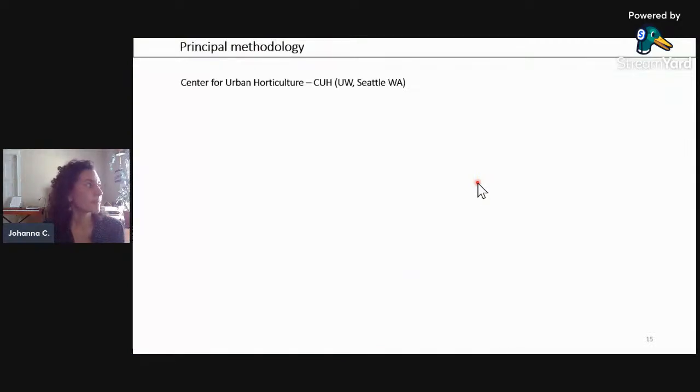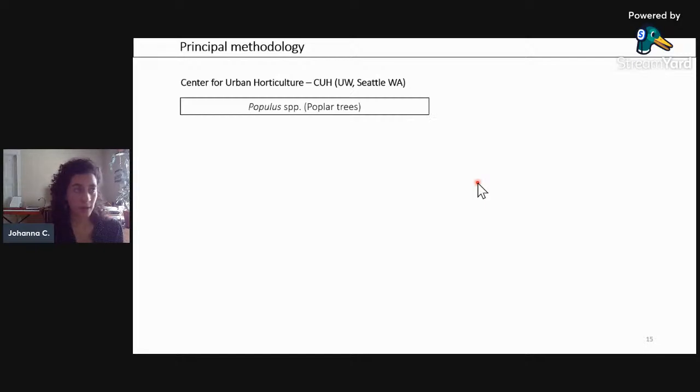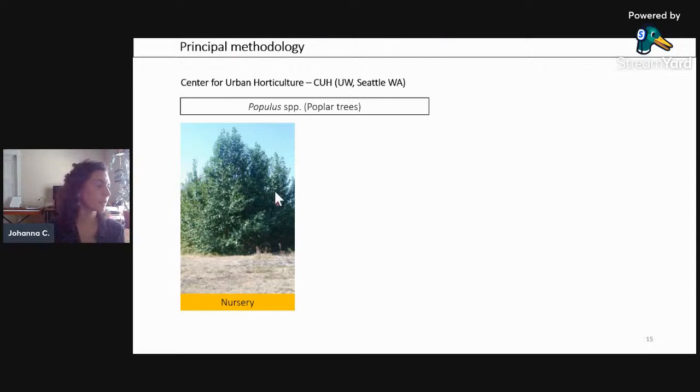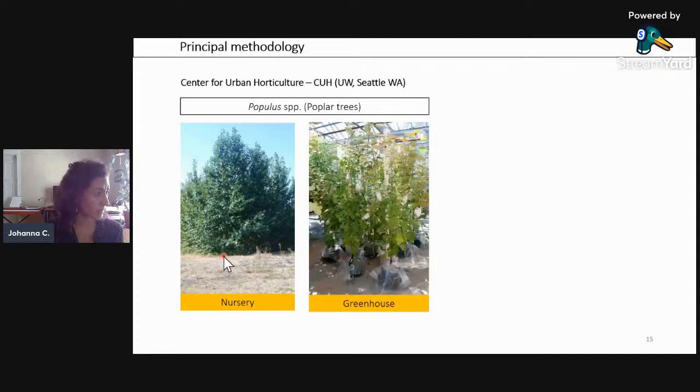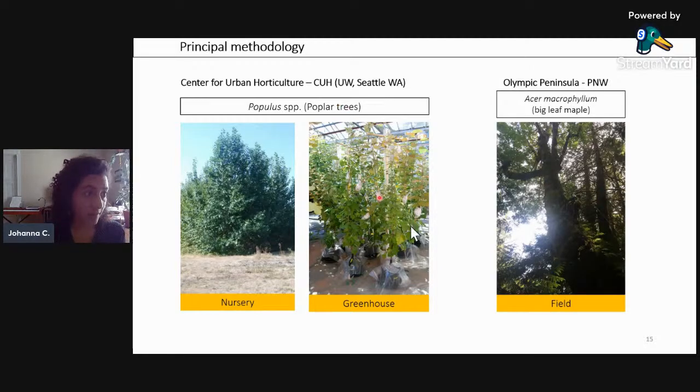We did all of our research at the Center for Urban Horticulture at the University of Washington in Seattle. We used poplar trees initially because they are very easy to propagate. We used poplar trees that were in the nursery. These were the poplar trees that we used for some of the experiments. We also propagated by cuttings in the greenhouse the same poplar trees, just to do greenhouse experiments with controlled conditions. And as I showed you, we also collected some samples on the Olympic Peninsula, but with big leaf maple trees, Acer macrophyllum.